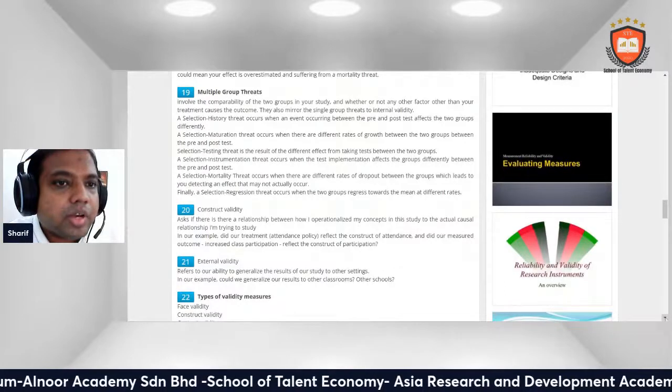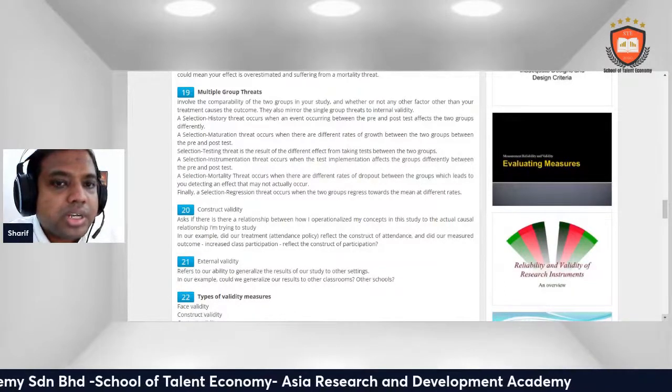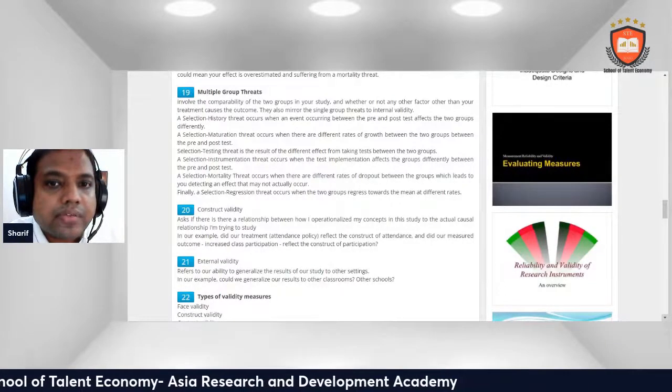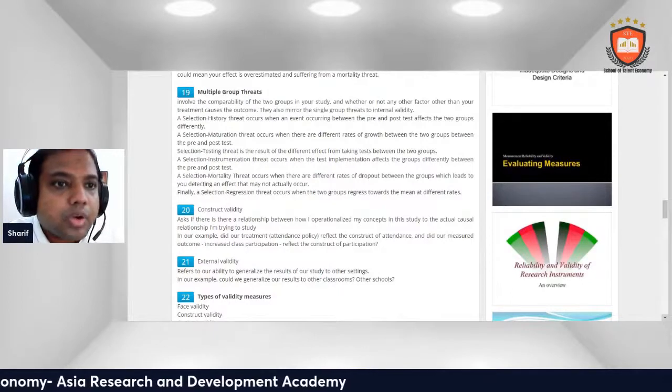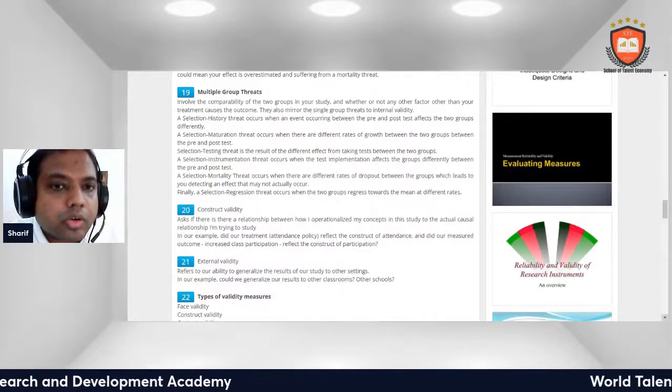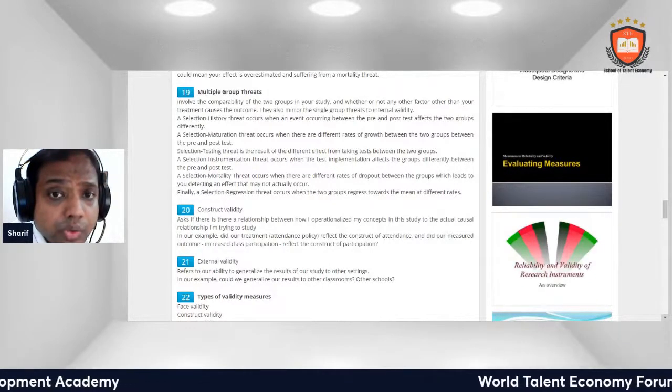Multiple group threats involve the comparability of the two groups in your study, whether or not any factor other than your treatment caused the outcome. They also mirror the single group threats to internal validity.